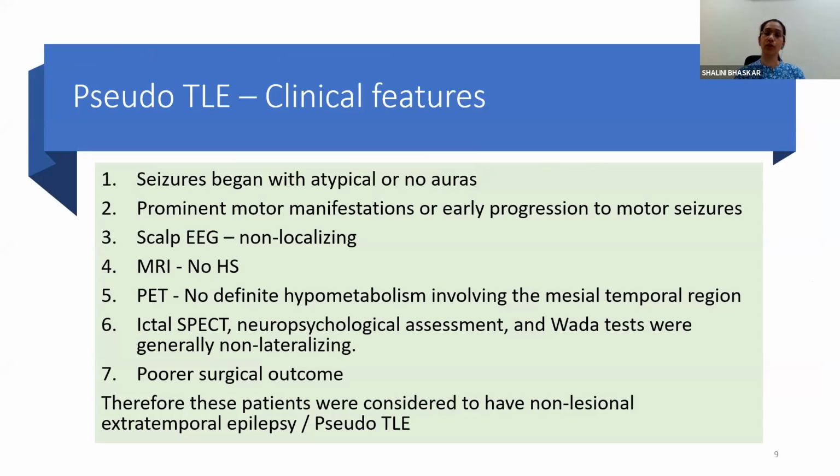The clinical features of pseudo-TLE are as follows. Seizures began with atypical or no auras, prominent motor manifestations or early progression to motor seizures. Scalp EEG was non-localizing. MRI showed no hippocampal sclerosis. PET did not show any definite hypometabolism. Ictal SPECT, neuropsychological assessment, and the WADA tests were generally non-lateralizing, and there was poor surgical outcome. Therefore, these patients were considered to have lesional or non-lesional extratemporal lobe epilepsy, or pseudo-TLE.